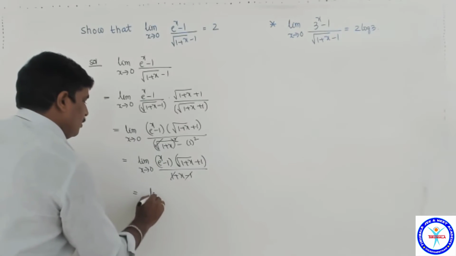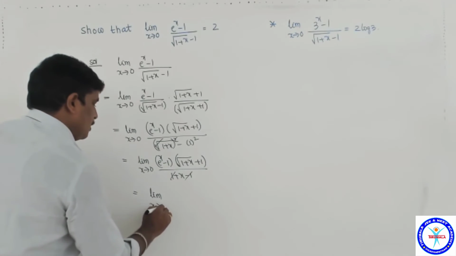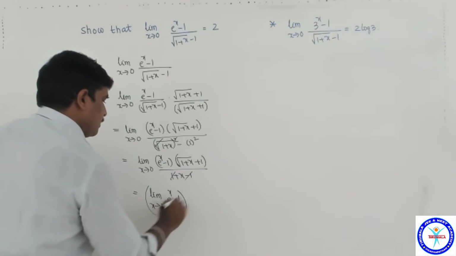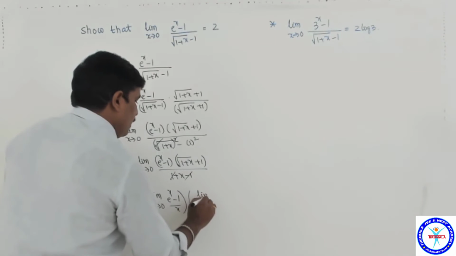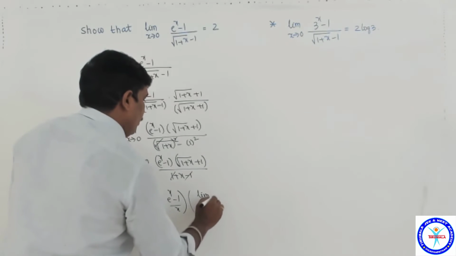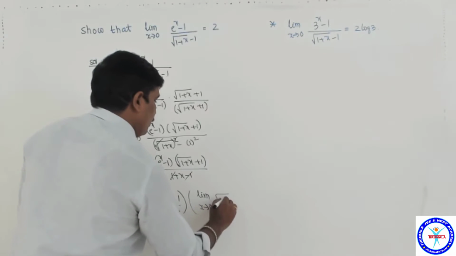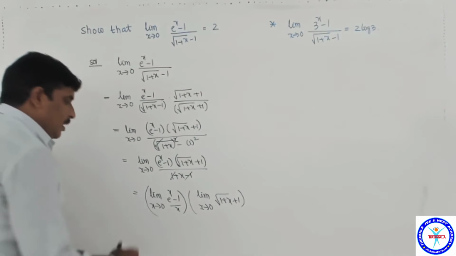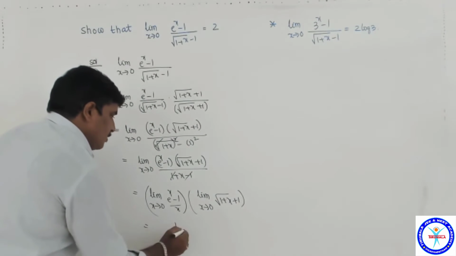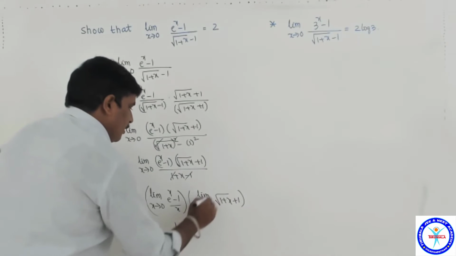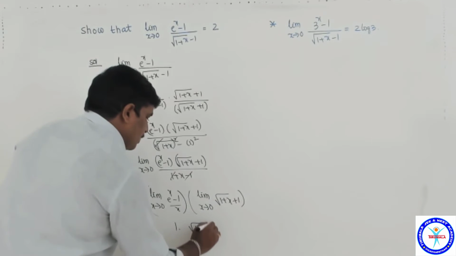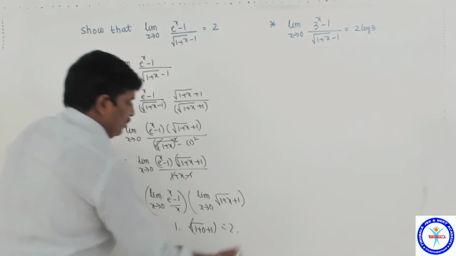This is equal to limit x tends to 0, e power x minus 1 by x, into limit x tends to 0, root over 1 plus x plus 1. By using the standard limits formula, this value is 1. If you substitute 0, root over 1 plus 0 plus 1 equal to 2.